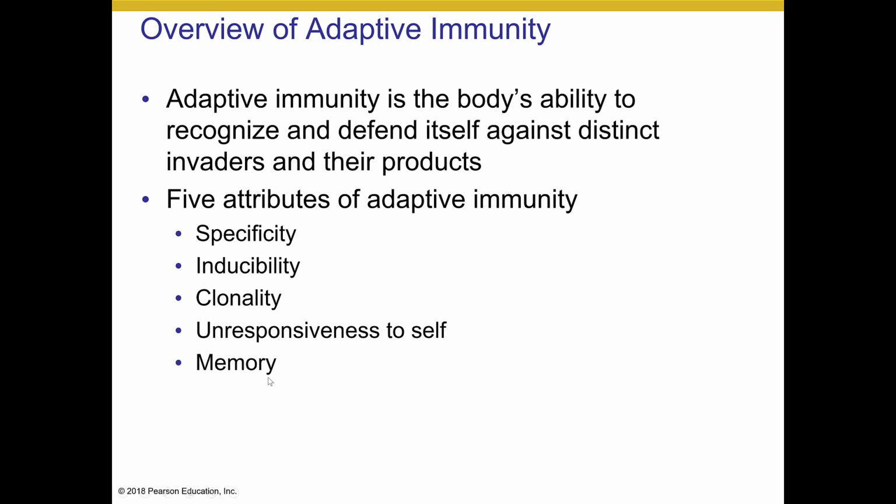And then memory. So in terms of inducibility and clonality, these have a little bit to do with specificity as well. So very generally, let's say, I'm going to just use an example of an invader. Let's say chickenpox virus. So there's something very specific, maybe a protein or something like that virus produces. And when it infects our cells, that's what your immune system sees. And that's what we call an antigen, which we'll get to that in a second.